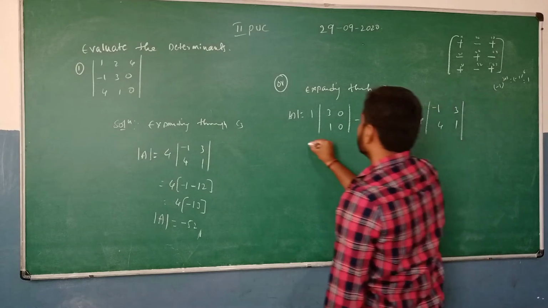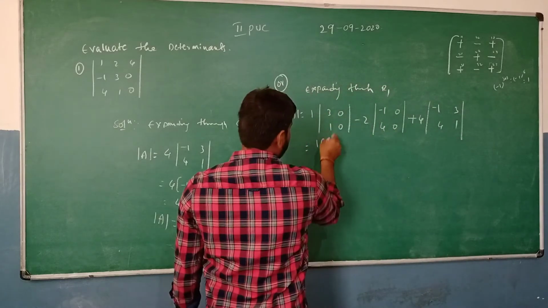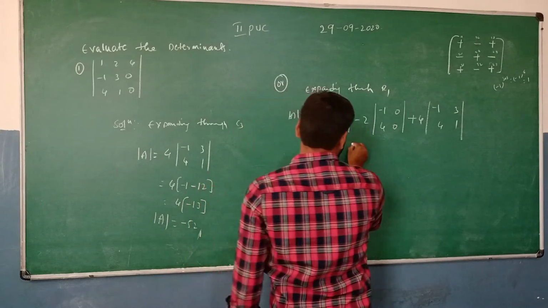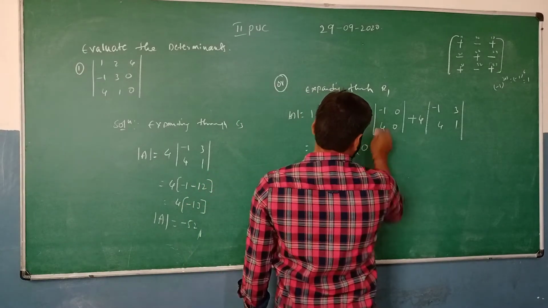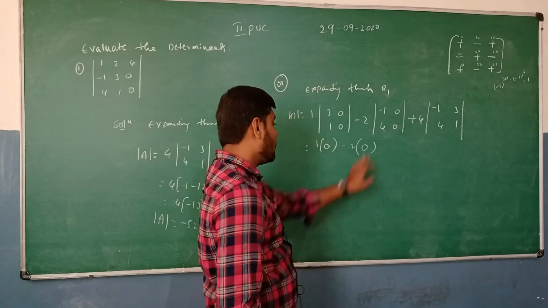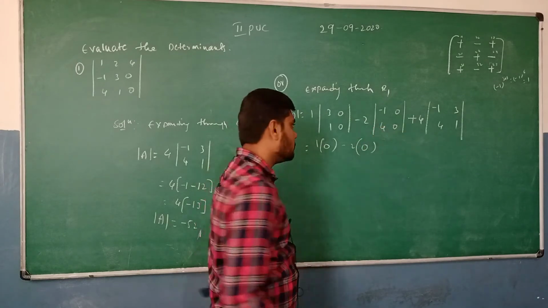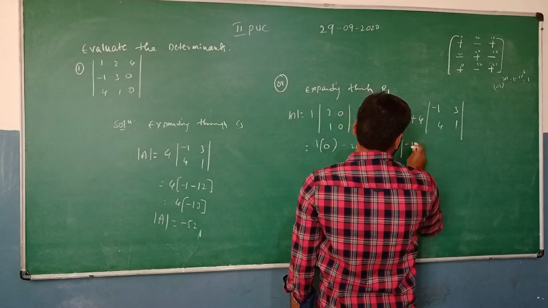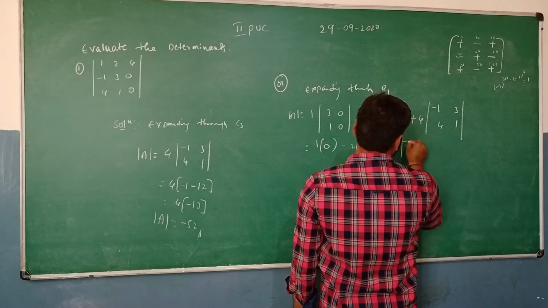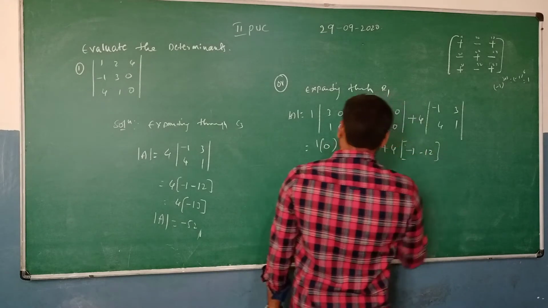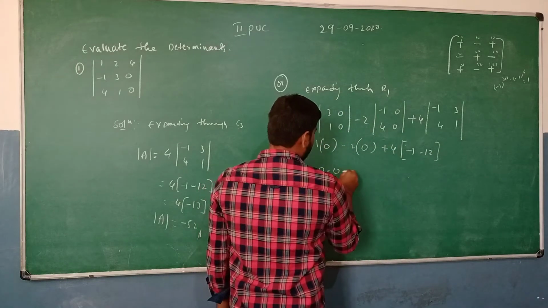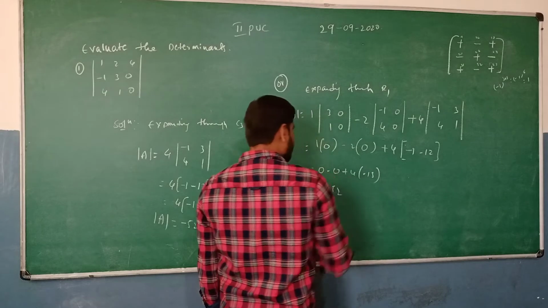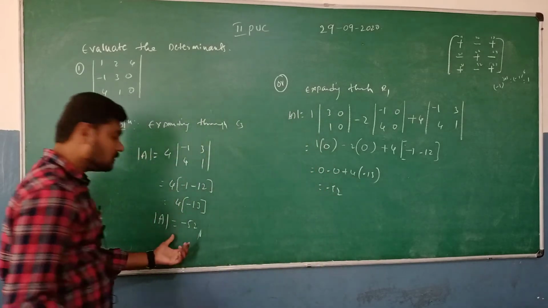So 1 into 3 into 0, 1 into 0 is again 0. Minus 2 into minus 1 into 0 is 0. Again 4 into 0 is 0. The remaining thing is 4 into minus 1 minus 2, so it's 0 minus 0 plus 4 into minus 13. So it's going to be minus 52. This is similar to the previous one.